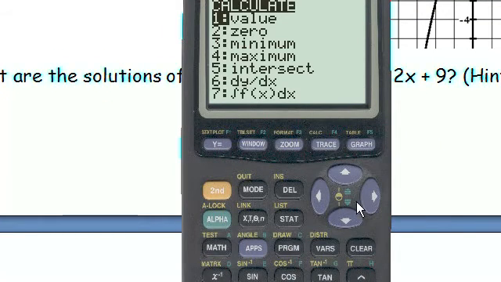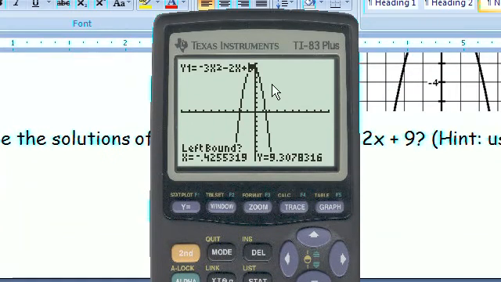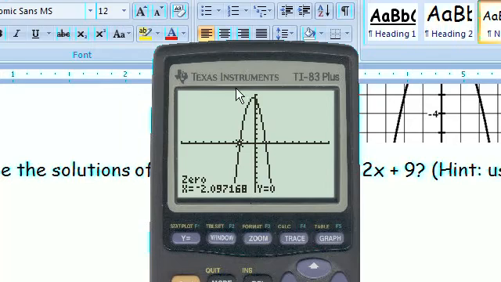Second, trace, zero, enter. Alright, so we'll set our left bound somewhere down here, and we'll set our right bound up here. So these two arrows you can see bracket our zero. We'll take a guess by hitting enter. Okay, there it is. Our first zero is -2.